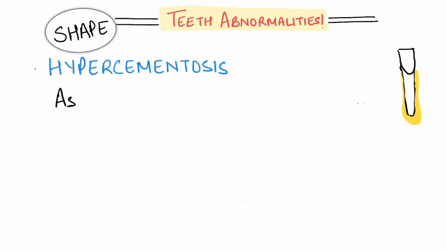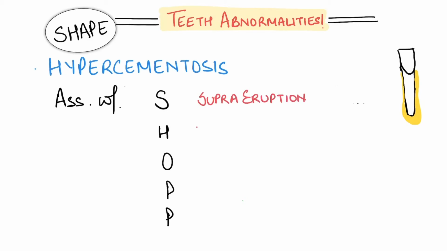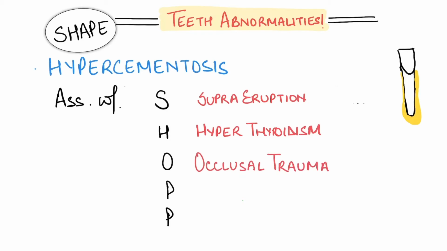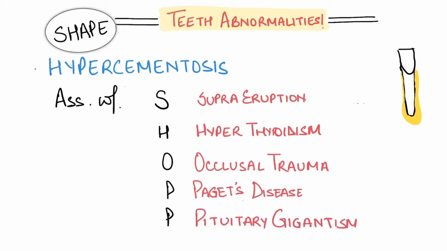The commonly associated conditions with hypercementosis are supraerupted teeth, hyperthyroidism, occlusal trauma, Paget's disease, and pituitary gigantism. So a mnemonic to remember this is SHOP, and how I remember this is if we have to buy cementum, you need to go to the shop. So hypercementosis is seen in all these conditions.